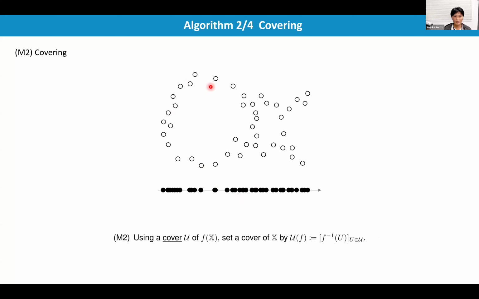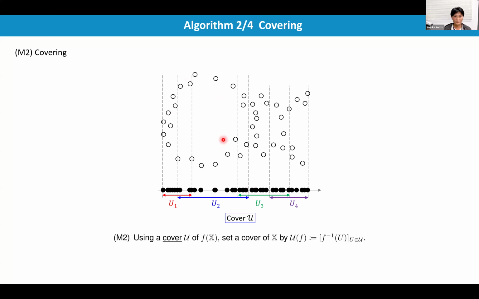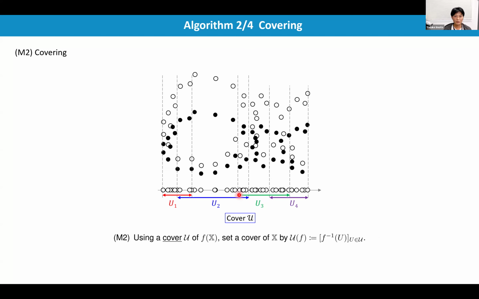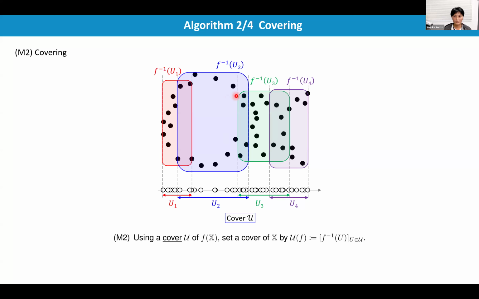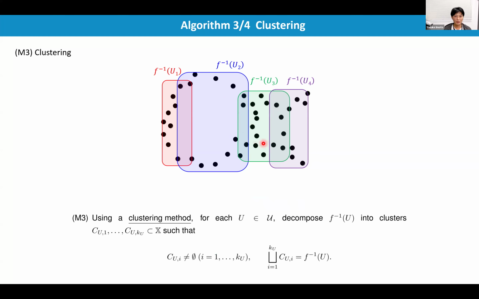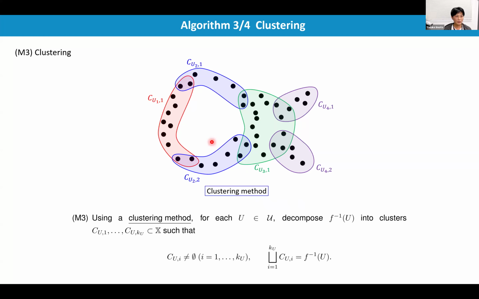Second, we make a cover of the point cloud projected into the low-dimensional space. Let U be a cover of the point cloud f of X projected by the filter function f. In addition, we construct a cover of the original point cloud, f inverse of U, by putting the cover back into the high-dimensional space. Third, we decompose the components of the cover of the original point cloud by a clustering method. Using the clustering method for each component of U of the cover, we decompose f inverse of U into finite clusters. So we construct a new cover by the set of the clusters.